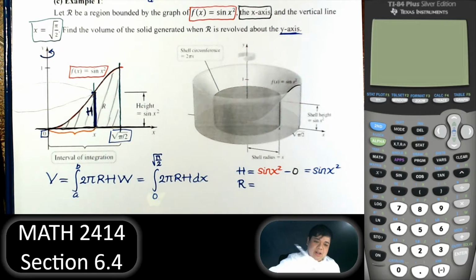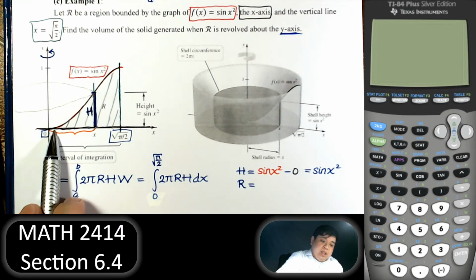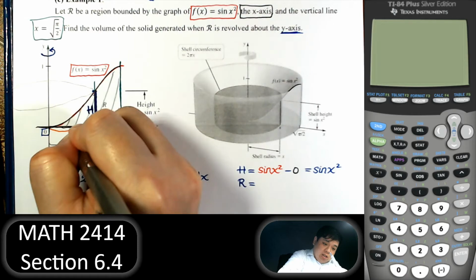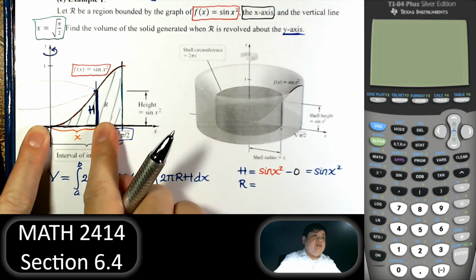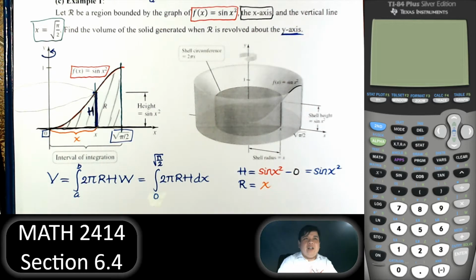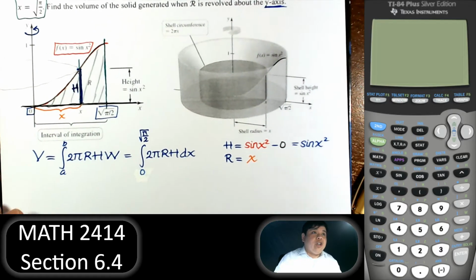So what is the radius? Of course, we see that the point there can be anywhere from 0 to square root of pi over 2. So actually, in this case, the radius is just going to be x. That is the x values. The radius here is different than the radius when we have in the disk or washer method.